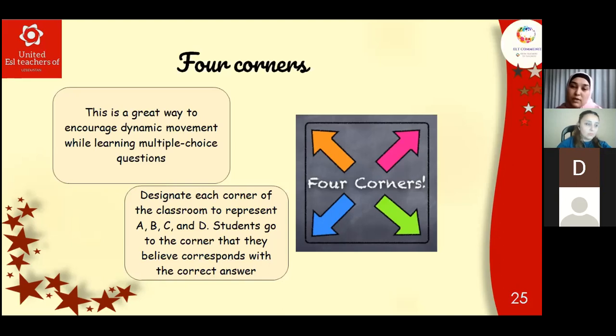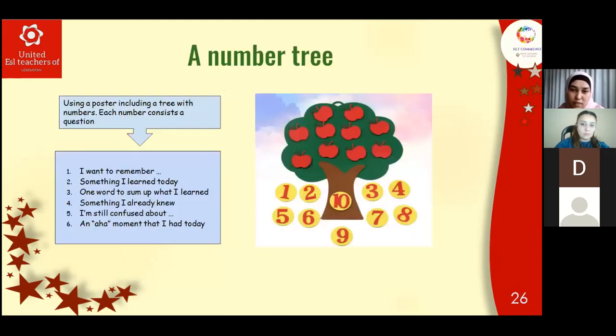Another activity is the number tree. Here you can see a poster, including a tree with numbers, and each number consists of a question. So it is like a formative assessment. You can quickly ask them questions about your topic or theme that you explained, and they can quickly answer these questions, choosing any number they wish. Here also it lets you identify whether your learners are understanding you or not.